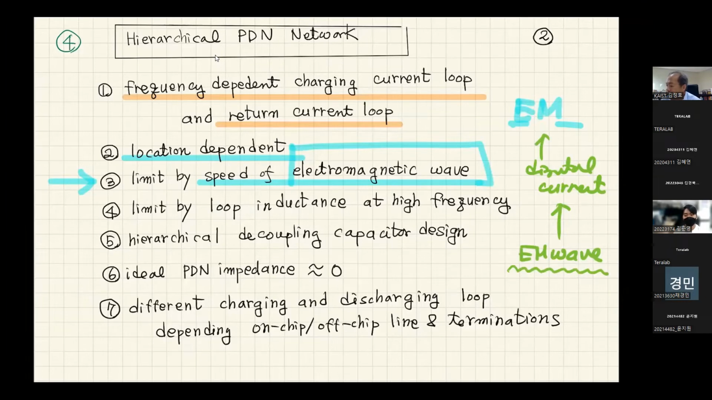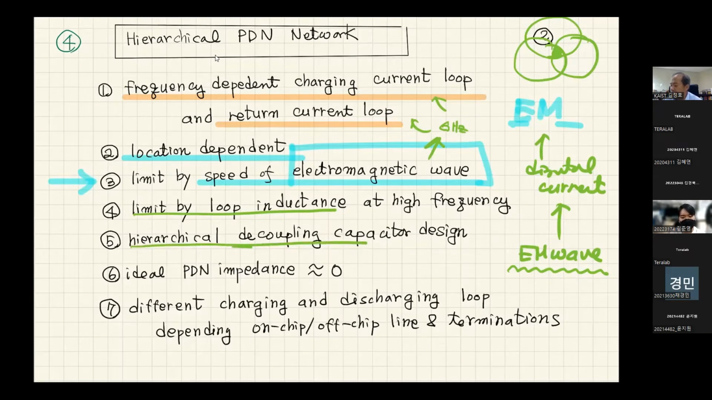Many times in this class, we have the device concept, the circuit concept, and the electromagnetic wave concept. We have to combine the three of them together, especially for charging and return current over the gigahertz range. We have to apply the electromagnetic wave concept. Then it is limited by loop inductance, eventually limited by inductance. Because of that, we need a hierarchical decoupling capacitor design, and our ideal PDN impedance will be zero impedance.